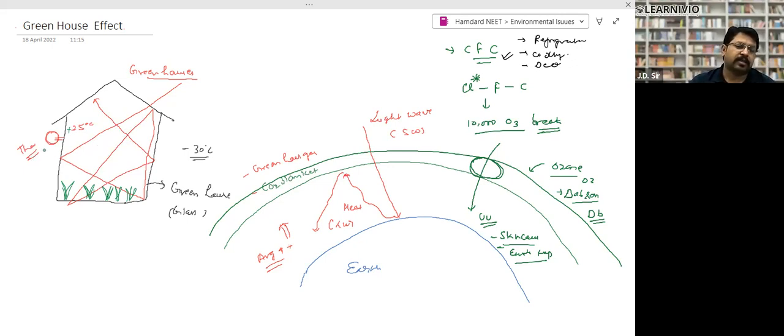And there is a thermoregulator, right? So there is a knob. This is the thermoregulator. With the help of this thermoregulator, you can increase or decrease the temperature, or you can remove the extra temperature. So these kinds of houses are called greenhouses, and this effect is called the greenhouse effect. Clear? Greenhouse effect.